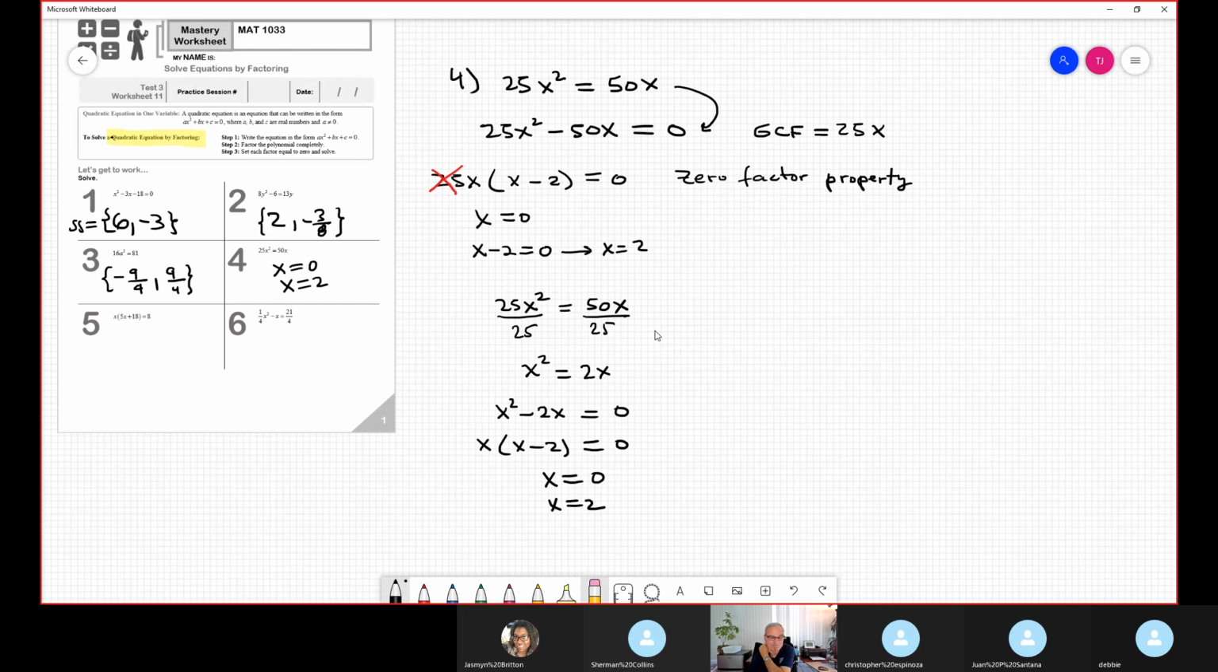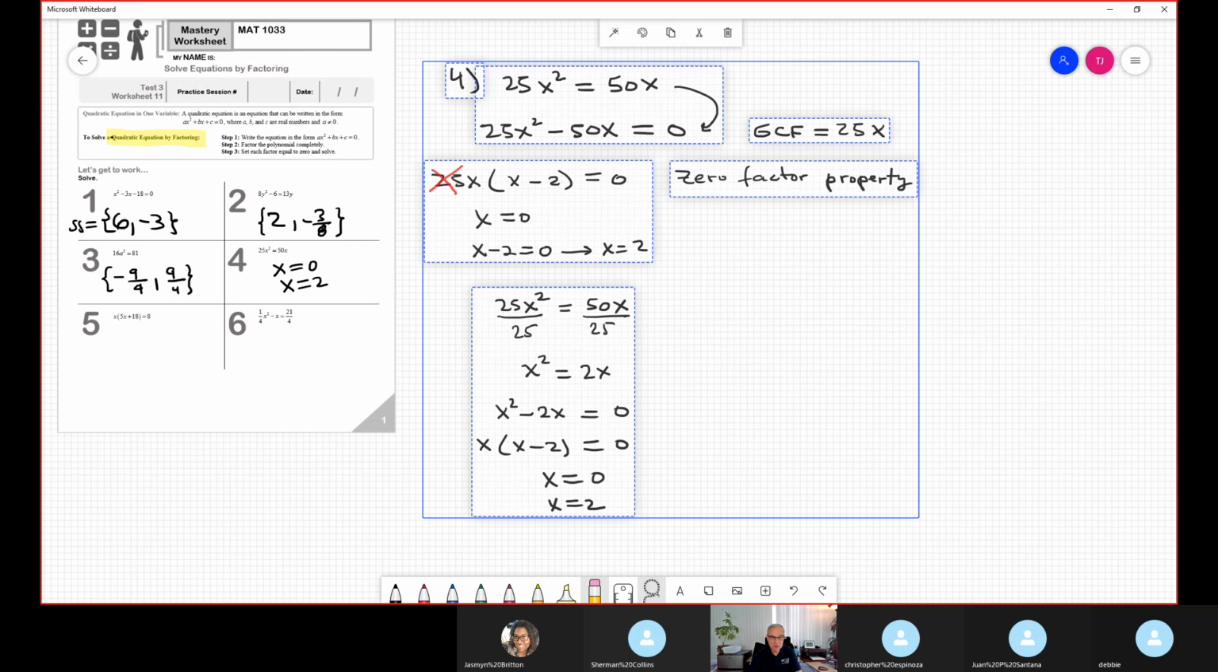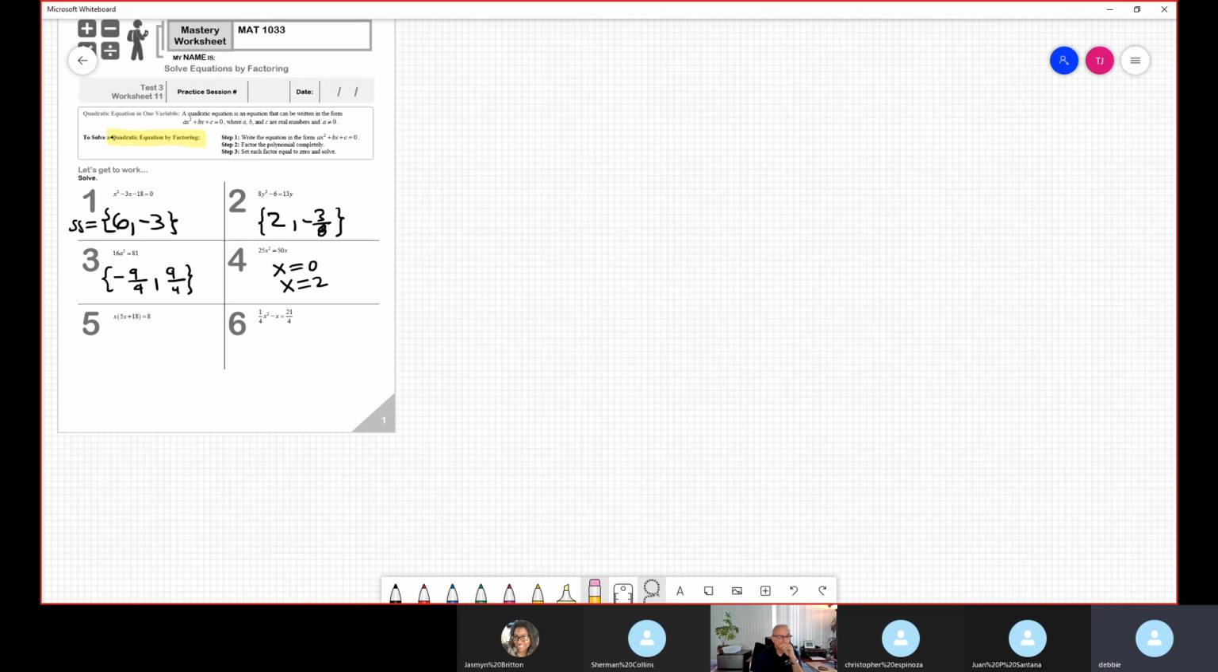Okay? This depends on your intuition, no? So you say, well, okay, 25 and 50, you divide by 25 because 25 is the greatest common factor. Okay. It's another possibility. Let's move on to the 5.